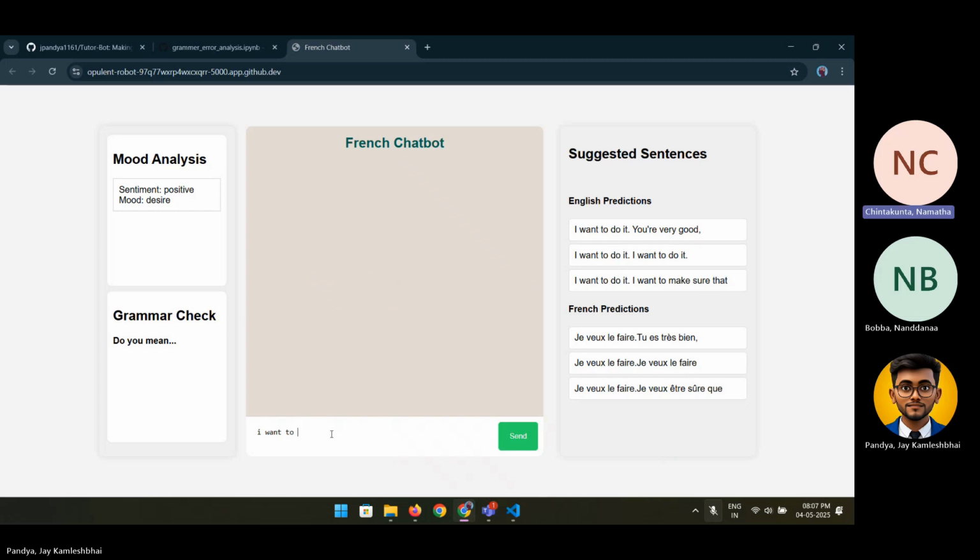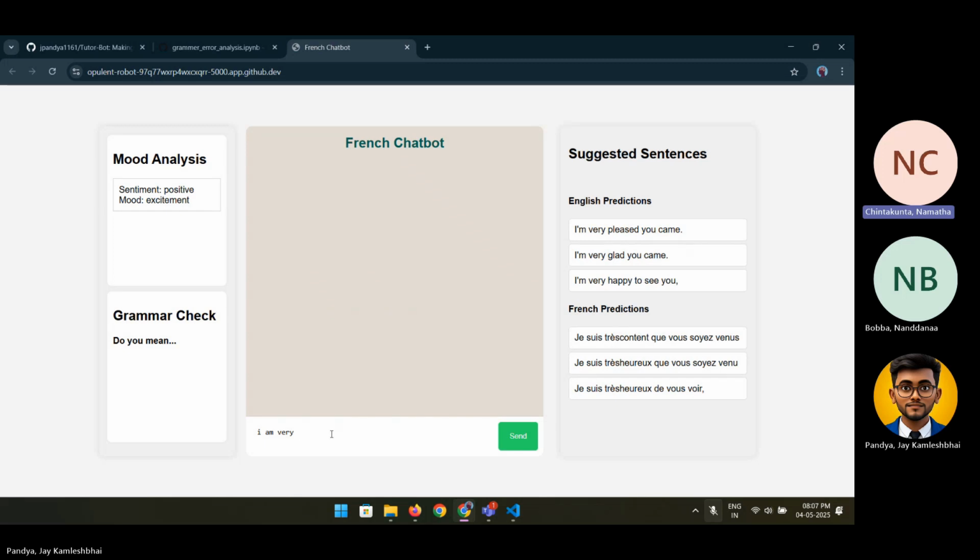Let us try another example like "I'm very", which is a sentence fragment. Part of a sentence is given to the TutorBot, and then the predictions are seen both in English and French. As you can see, the results are over here.